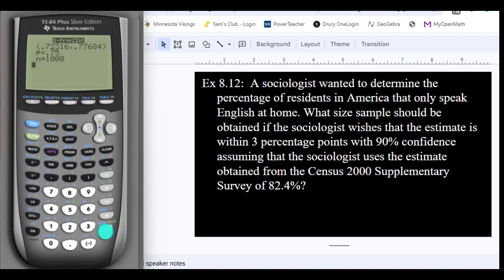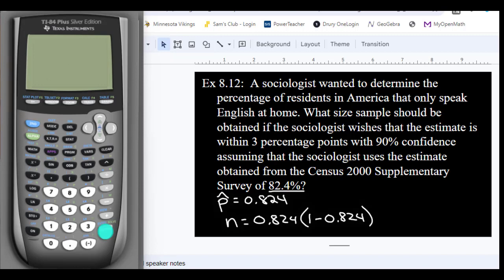So the first thing we know is that our p hat that we're going to use in this is going to be 0.824. We take that percentage and change it to a decimal. That is from a previous study, so we don't have to estimate with the 0.5. So 0.824. And we're trying to find our n value based on that formula. So our formula, remember, says n equals p hat 0.824 times 1 minus p hat, 1 minus 0.824, times, now we need the z-score again.